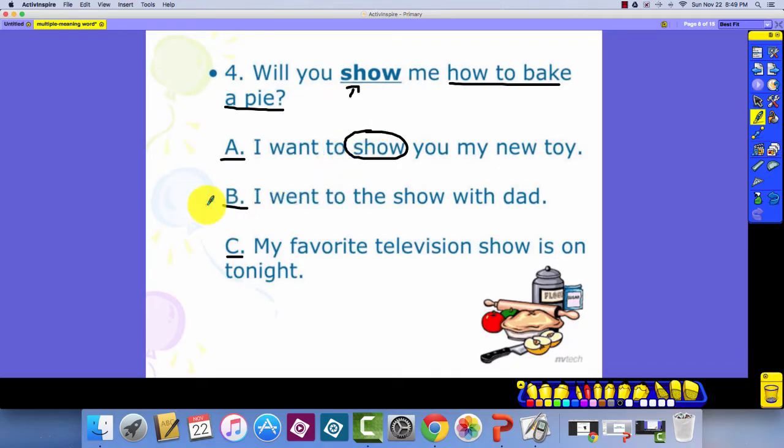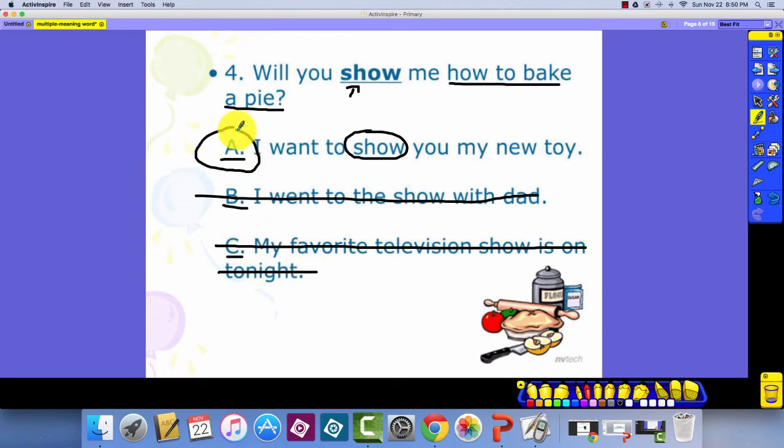I went to the show with Dad. In the sentence, will you show me how to bake a pie? They weren't going to watch anything, so I don't think option B can be the correct one. C, my favorite television show is on tonight. Okay, again, they weren't talking about watching any sort of television show or movie, so option C is not it.